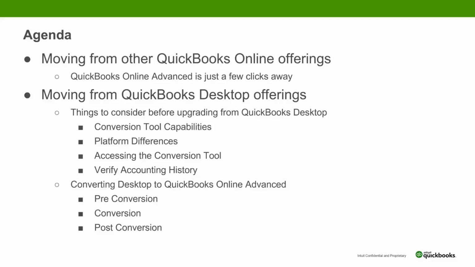The more, not difficult, but one that you should give a lot more consideration, is moving from desktop. So we're going to talk about the conversion tool and what it has and has not. These are things you need to really consider before upgrading, because desktop has some features that online does not, and sometimes the platform's a little different. We'll talk about getting into the conversion tool and then looking at the accounting history in desktop to make sure that it's ready to move over to online. So that's things to think about before making the decision to upgrade. If you pass all that, then we'll jump into, hey, let's get this done.